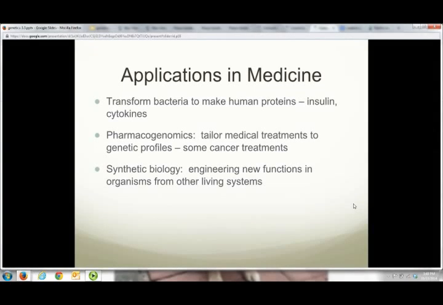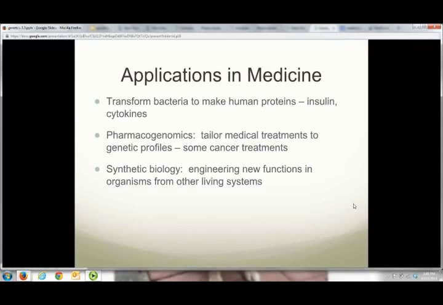Biotechnology has a lot of applications in medicine. We can transform bacteria to make human proteins. Things like insulin are already largely made by bacteria. Insulin is useful for diabetics who do not produce their own insulin or who produce inadequate amounts of insulin. Cytokines can also be produced this way, which are immune proteins.